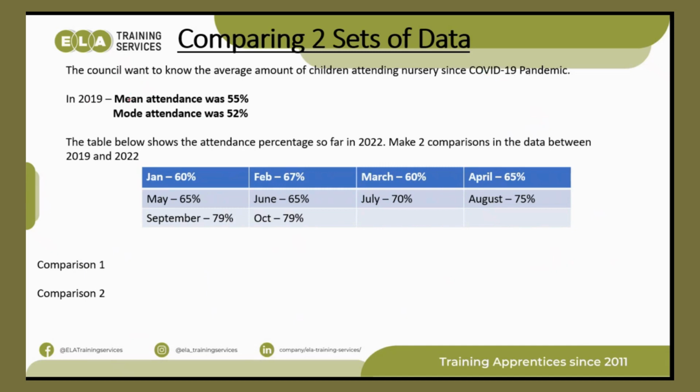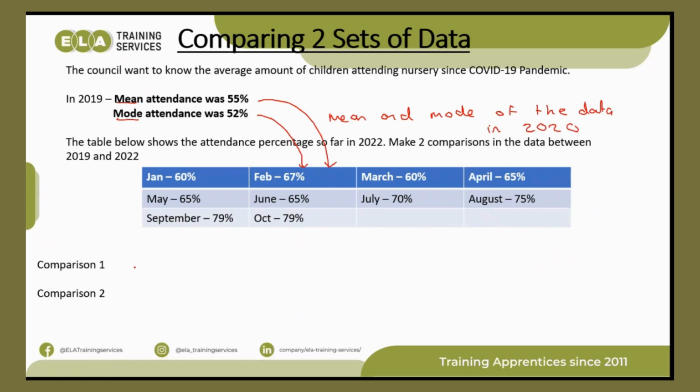In 2019, the mean attendance was 55, the mode attendance. The table below shows the attendance percentage so far in 2022. Make 2 comparisons of the data between 2019 and 2022. So what we do here, we need to look at what the question is asking us, and then find any clues to help us interpret this data. Here they've used the mean and the mode, so we're going to find the mean and mode of the data in 2022.